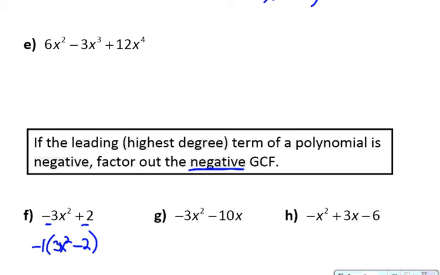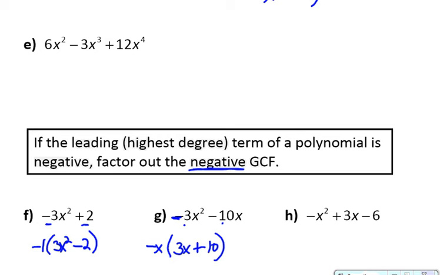G, again, I have this leading negative right there, so I'm going to factor out a negative. There is no number that goes into both 3 and 10, but they do both have an x, and I can only take out one of them. So negative divided by negative is positive, so that's going to be a 3. And x squared divided by x leaves me with x. So negative divided by negative is positive 10, and then my x's cancel out, and I get this for a factored g form.